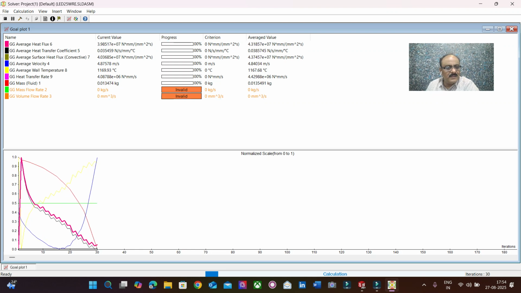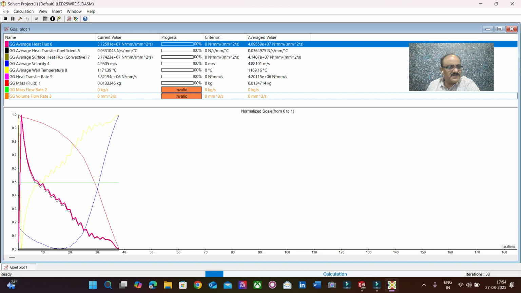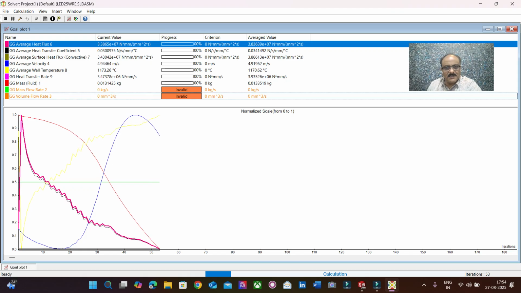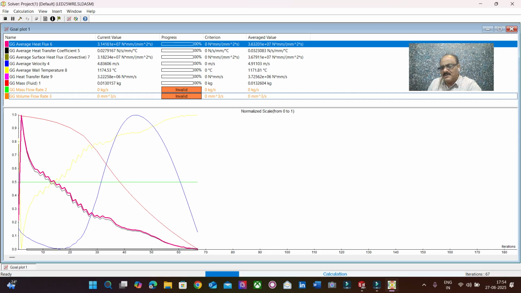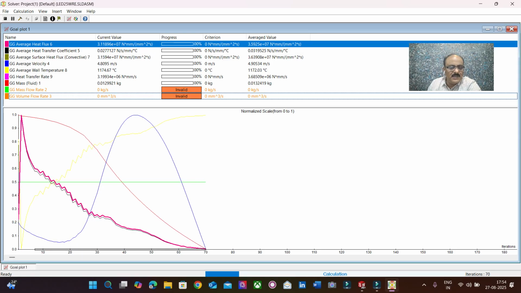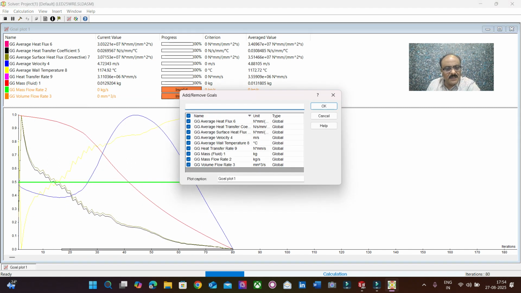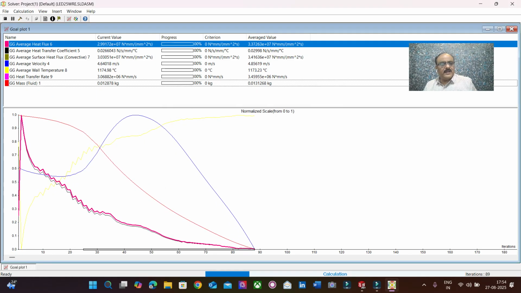So I have the parameters: heat flux, heat transfer coefficient, average convective heat flux, then velocity, temperature, heat transfer rate, and mass transfer rate. And here there is no flow rate, because the mass is not flowing, which means the mass is isotropic and still alive. It is within the linear system. There is no flow induced, or no non-linearity coming in. So I remove the flow rate and the volume rate. Then I try to find out what the heat flux is.